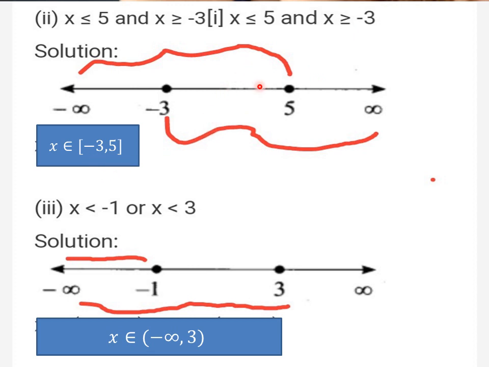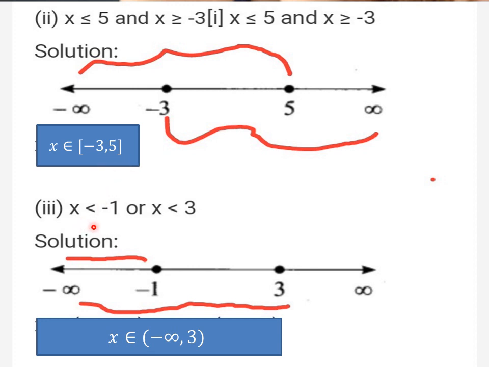Then 5 we have to see. In the first set we have 5, isn't it? In the second set what we have, x is greater than or equal to minus 3. So here also 5 is included. So we are putting close bracket for both minus 3 and 5.